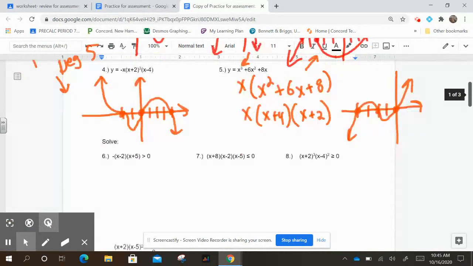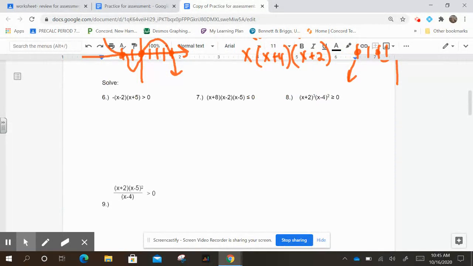All right, now using some of these graphs, so on your test, you could do it either way. I don't really care. You can either use sign analysis or by graphing. But I'll do them both ways for you.